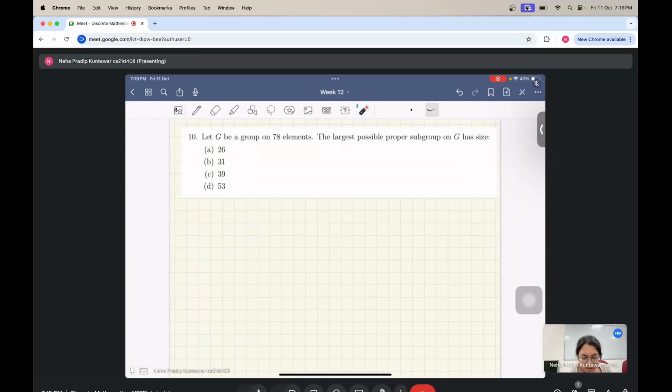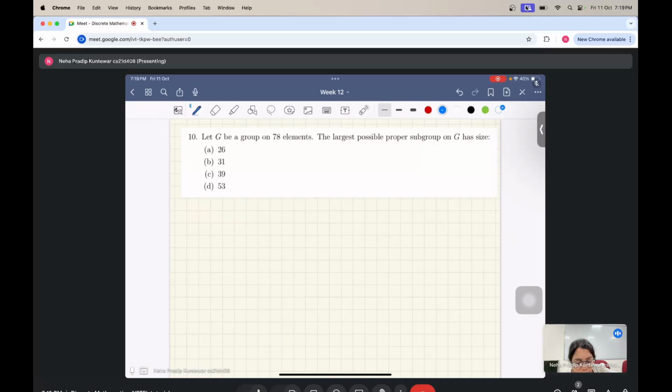So I'll move on to the last question for today, which is that you have a group which has 78 elements in it, and the operation is something that I'm not defining, which does not even matter for the question. So you want to find out what is the largest possible proper subgroup of G that it can have.